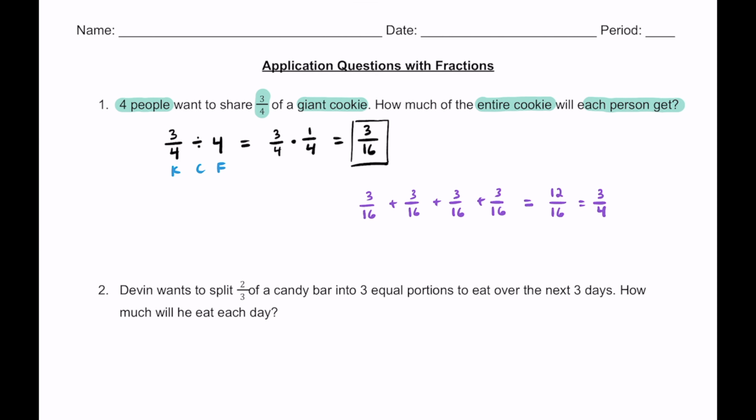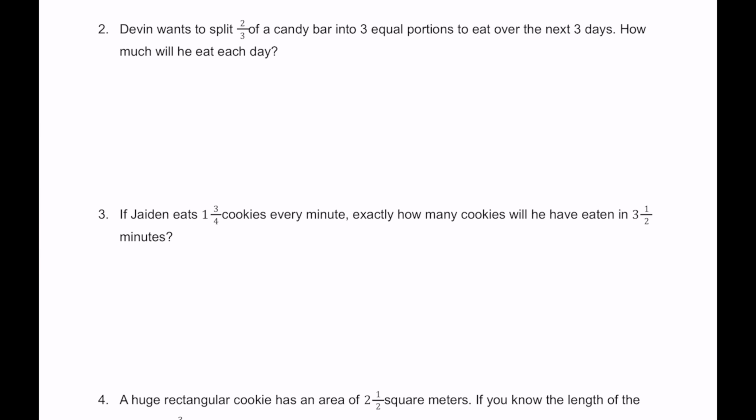Okay, moving on to number 2. Question here is Devin wants to split 2/3 of a candy bar into 3 equal portions to eat over the next 3 days. The question is how much will he eat each day? Okay, very similar question where we have 2/3 of a candy bar. Maybe some of it was already eaten, and we're splitting this into 3 portions because he wants to have a little bit each day. And so if we want to keep this, change this, and flip this, we can change this to a multiplication problem.